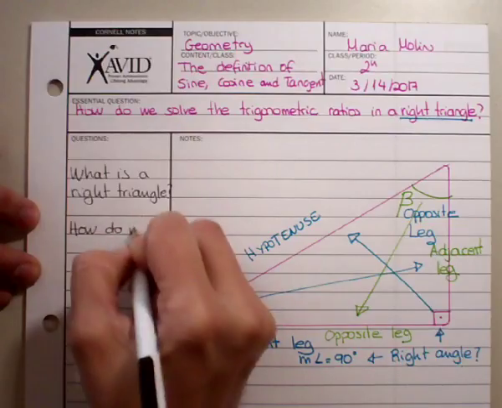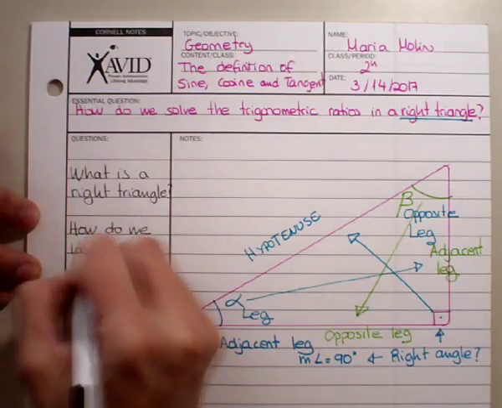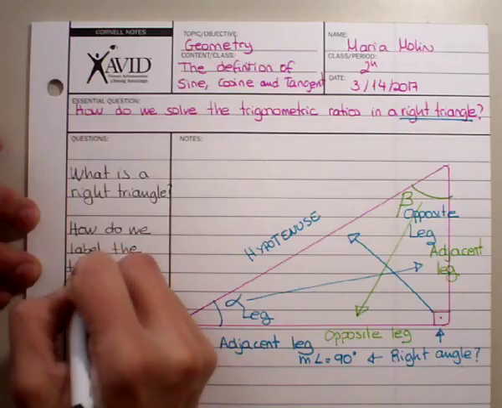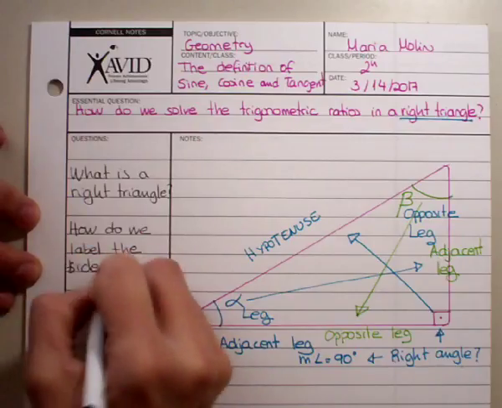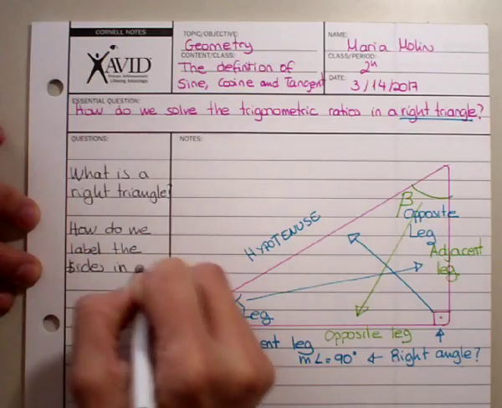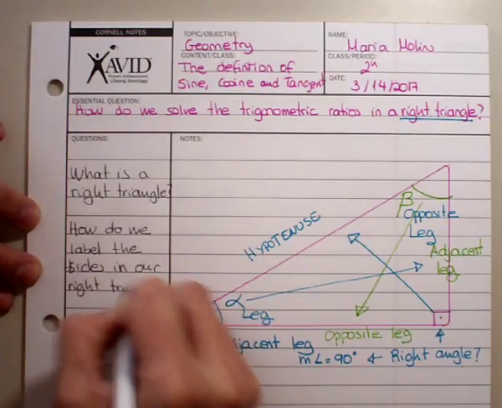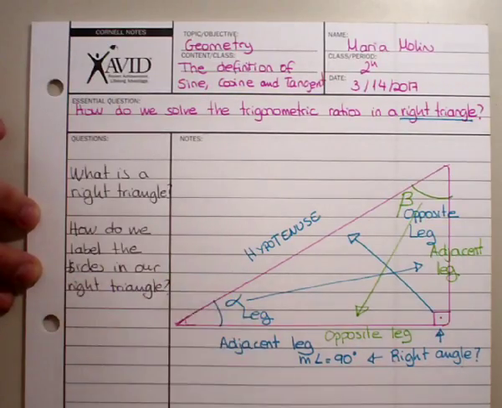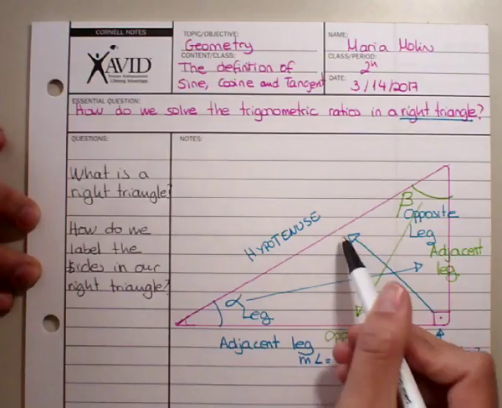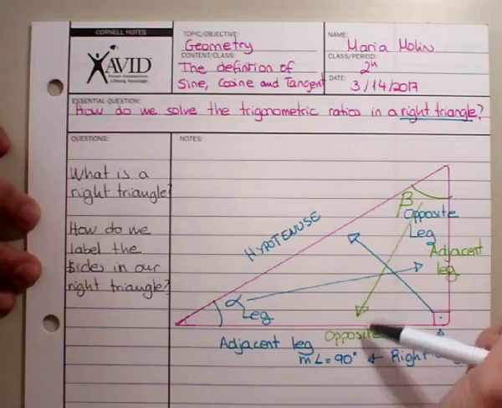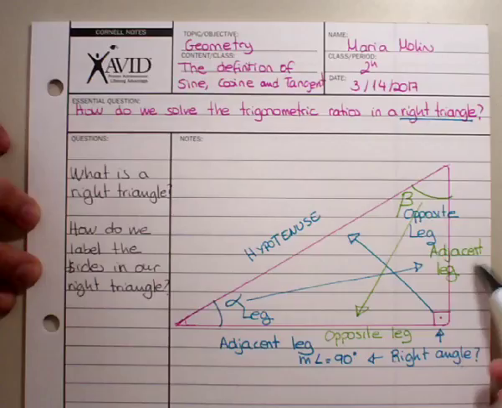Another question: how do we label the three sides in our right triangle? Again, the one that is in front of the 90 degrees will be the hypotenuse. Then the one that is in front of our acute angle of reference will be the opposite leg. The one that we have left is the adjacent leg.